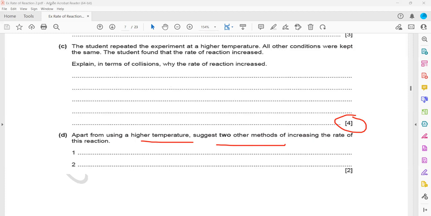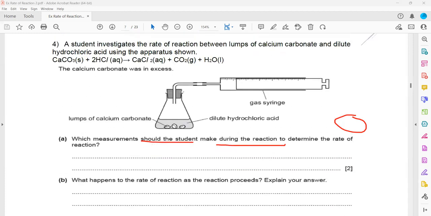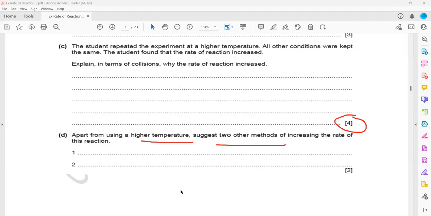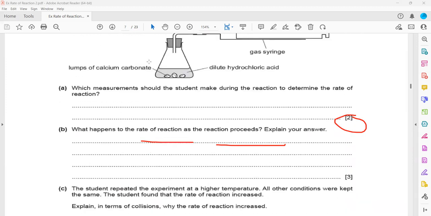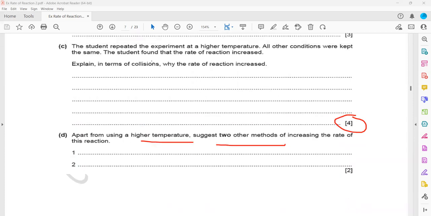Apart from higher temperature, suggest 2 methods to increase the rate. Other than changing the temperature, how can I increase the rate of this reaction? So what can I do? How can I increase the rate of this reaction? More concentration. That's right. Or I can use a powder, more concentrated acid, or I can use a powdered, this was which reactant? Powdered calcium carbonate.